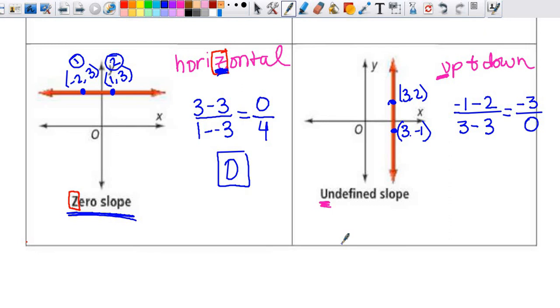I like to think of it as you cannot sit on an egg. You can't sit on an egg or you're going to break the egg. All right. So if you get an error on your calculator, you are dividing by 0 at any point. You have that undefined slope.